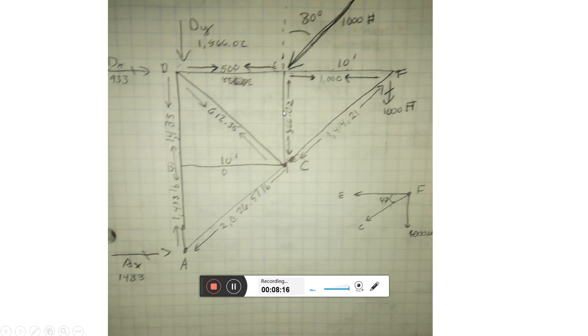Here I have a force summation diagram that I put together once you have all those answers, and it indicates whether it's under tension or compression. And that is how you solve for the forces in the truss to make sure it's in equilibrium.